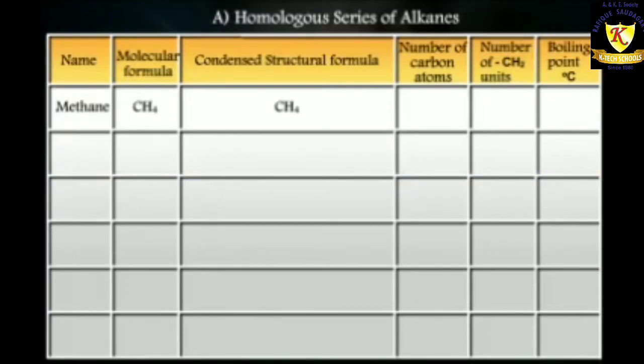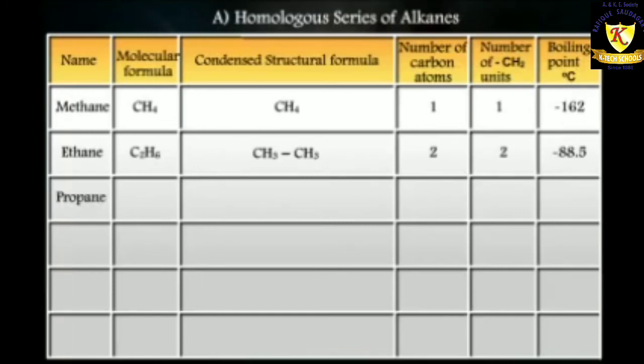Condensed structural formula is CH4. Number of carbon atoms 1. Number of CH2 units 1. And the boiling point is minus 162. Ethane, C2H6. Condensed structural formula is CH3CH3. Number of carbon atoms 2. Number of CH2 units 2 and boiling point minus 88.5.